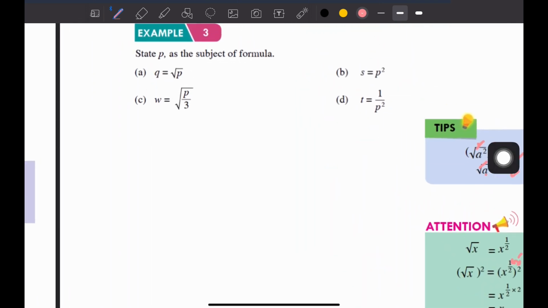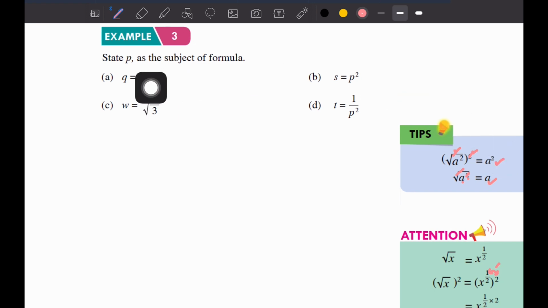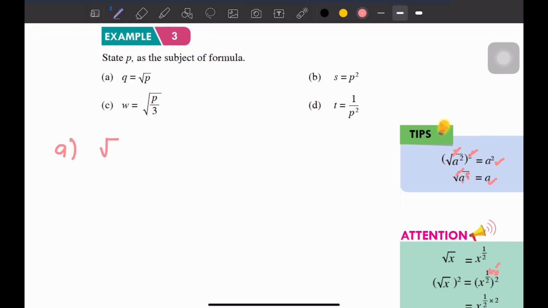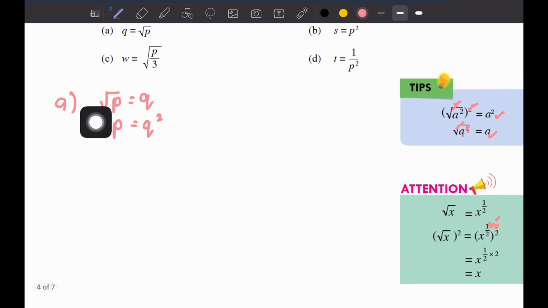So let's do the first question. State P as the subject of the formula. So A. Square root of P is equals to Q. So square root pindah ke sebelah akan jadi square. So P is equals to Q square. Ataupun, itu cara mudah lah. Yang pindah-pindah punya method.